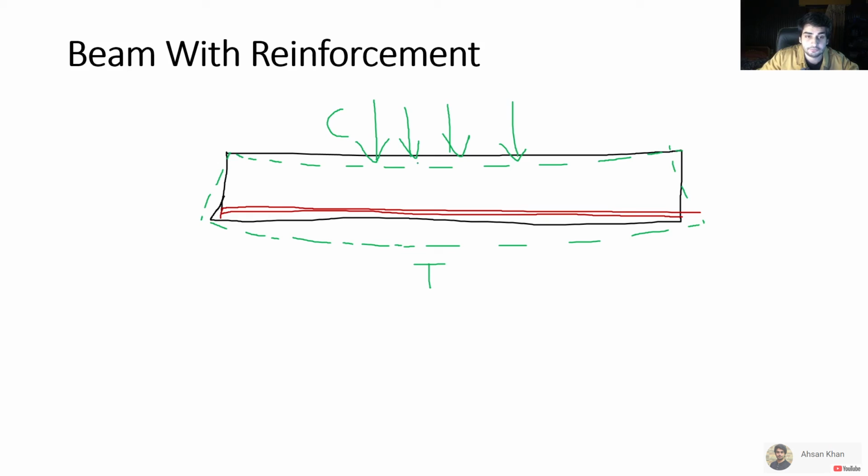So if the compression increases, it means that the concrete is going to have a problem handling that. Maybe there's a limit for the concrete to handle a certain amount of compression. So let's say the concrete can no longer handle the compression and it has reached its limits. So what's going to happen there? There will be some cracks that will appear at the top. If the tension increases and it goes beyond the limits of the steel, there will be cracks at the bottom that will be like this.